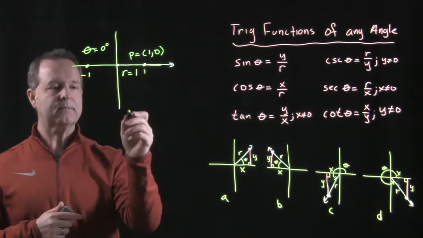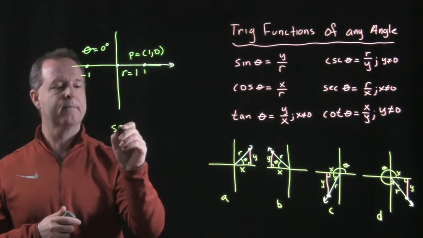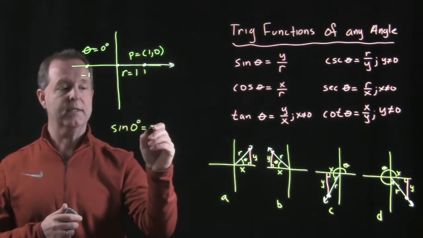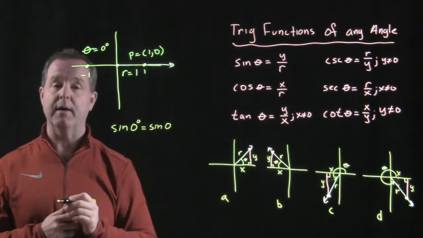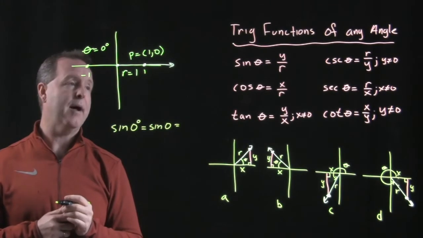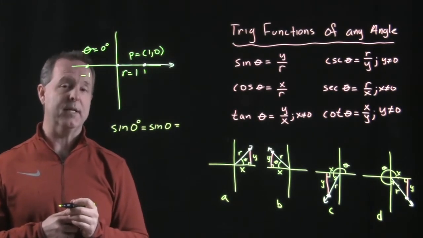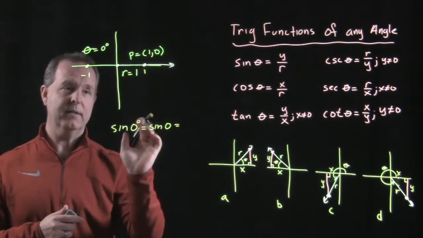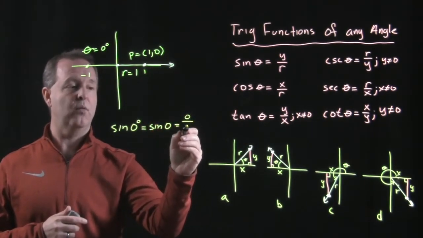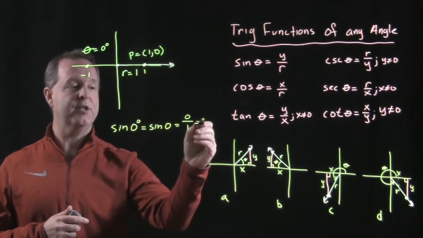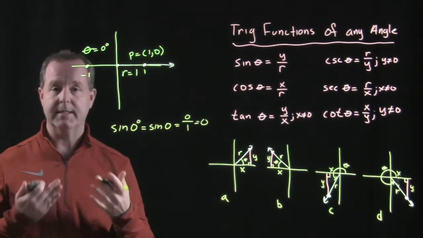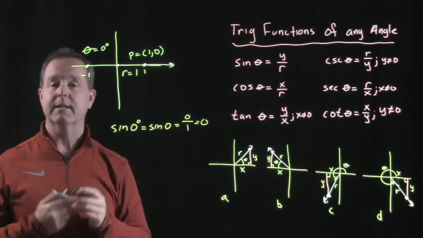And from there, the sine of 0 degrees in degree world is the same thing as the sine of 0 in radian world, which equals my y over my r. And my y in this particular case is my up or down at this particular point, and my height is 0 with a radius of 1, and that just equals a 0. So the sine of 0 degrees or the sine of 0 radian is 0.